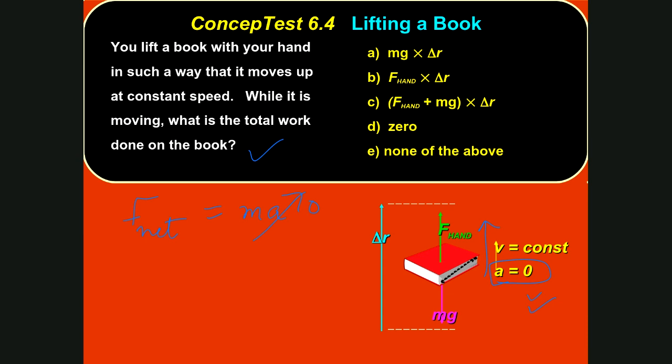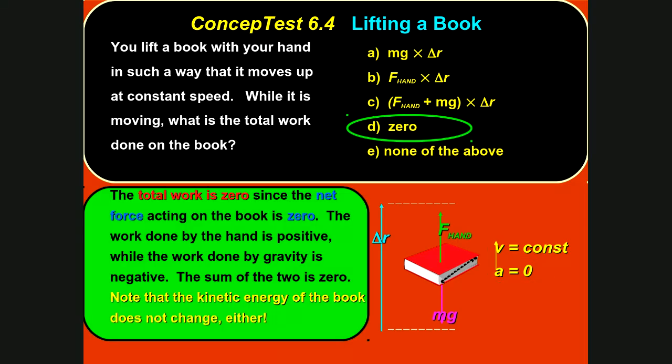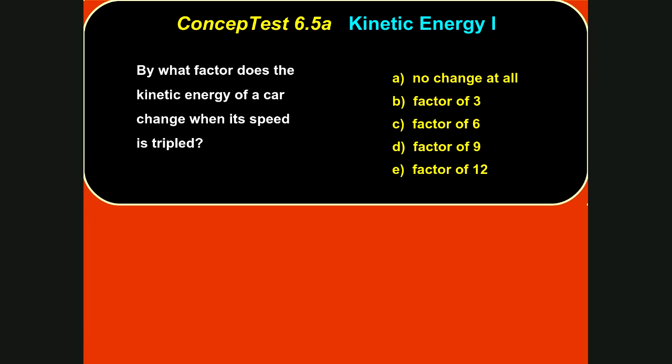So the entire energy is in the form of change in potential energy, and it comes out to be 0 because there's no net force acting. Hence, work done is 0. Go ahead and check the explanation in the next slide. So then we move on to the next one.